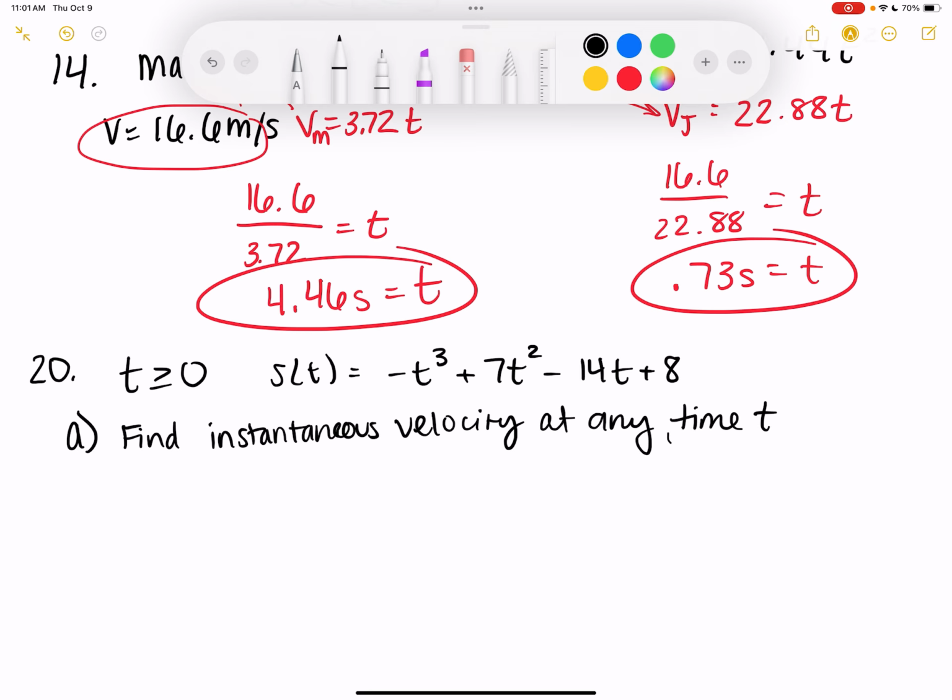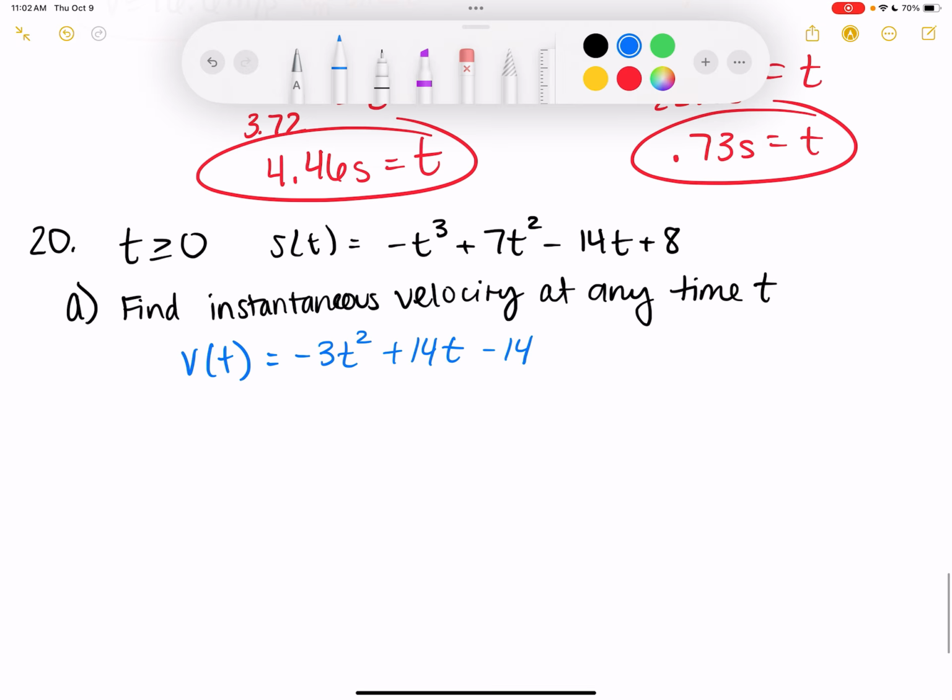So that literally just means take the derivative of the equation and we don't have to do anything with it. So what would the derivative of my position equation be to give me velocity? Negative 3t squared plus 14t minus 14. Yep. So that would be our velocity equation. If we were trying to find velocity at a specific time, we could now use this equation.